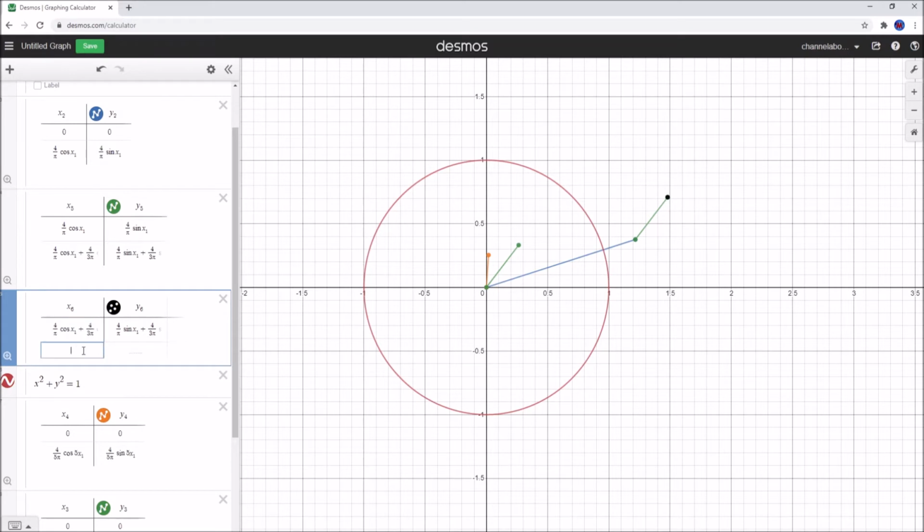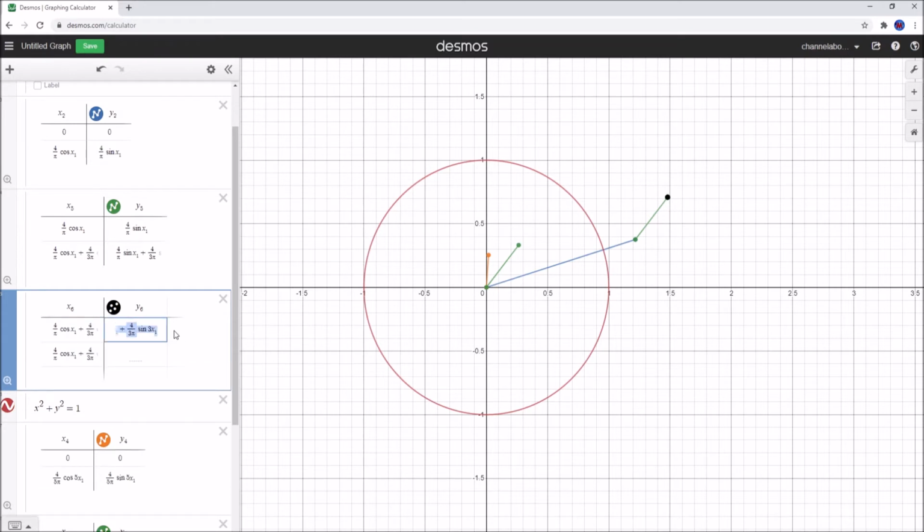Control C, Control V. Control C, Control V. And now we're going to have to add on an extra factor.